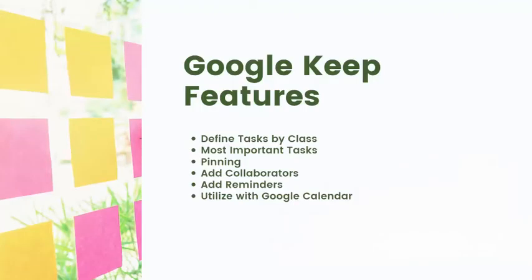So today I want to talk about defining tasks by class, defining most important tasks, using the pinning option, potentially adding collaborators to your task list, adding reminders into your Google Calendar, and looking at the interface of using Google Calendar and Google Keep side by side. So to accomplish all of this, I'm going to navigate to my Google Keep.